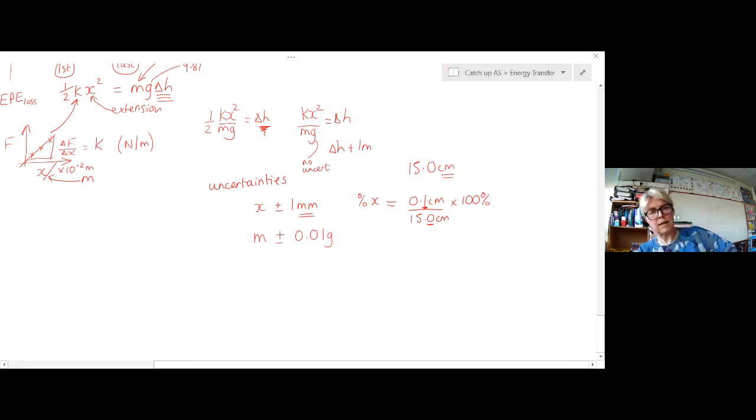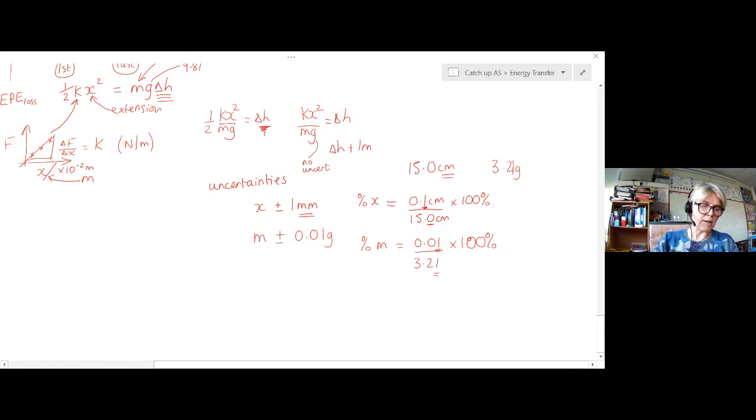So let's say, I'll just do the mass of 1. So let's say the percentage uncertainty in my mass would be, for example, 0.01. Let's say it was 3.21 grams. Why? Because I've quoted my measurement to the same resolution of the uncertainty. Divide the uncertainty by the measurement, times by 100%. That will give me my percentage uncertainty of mass.